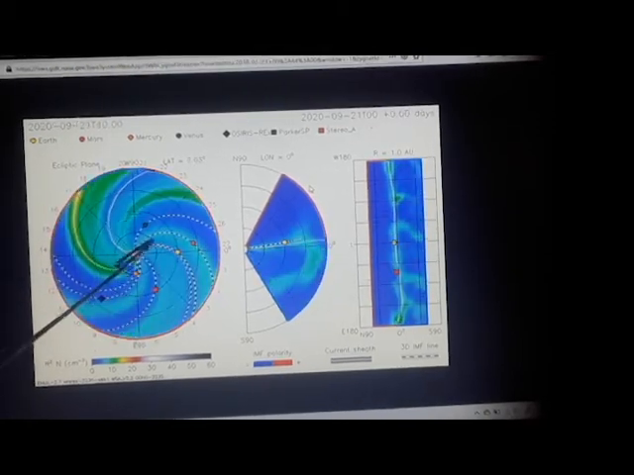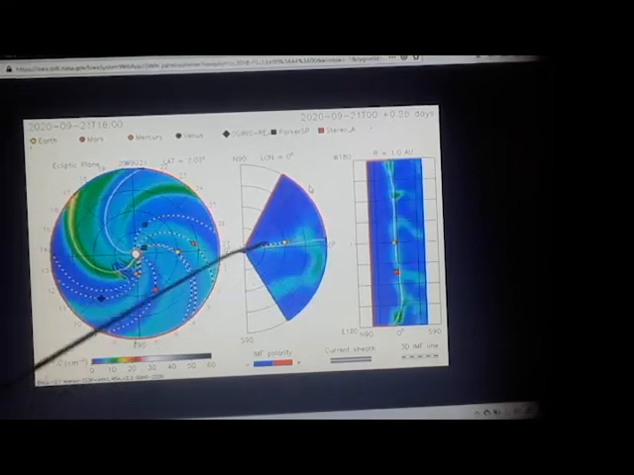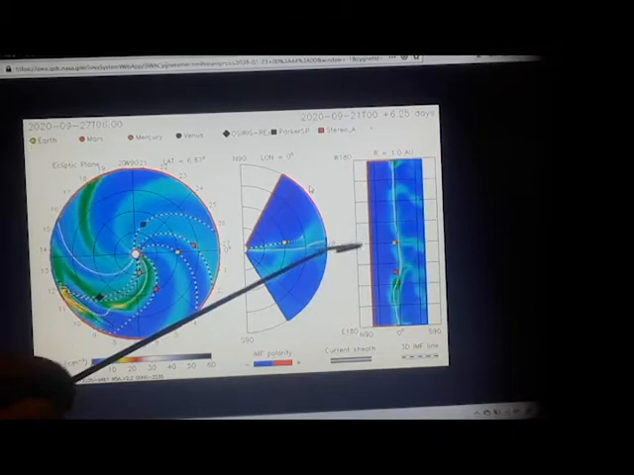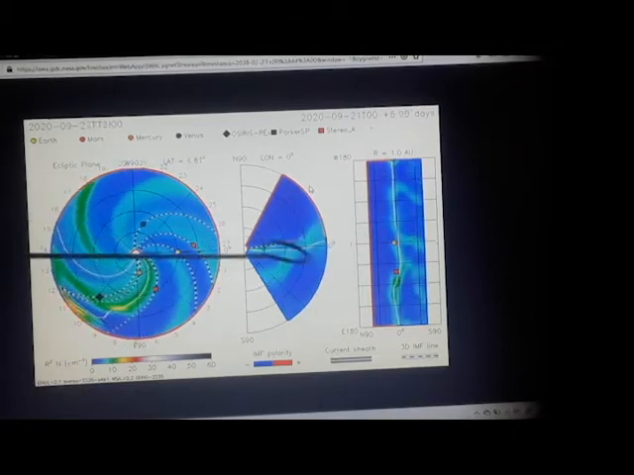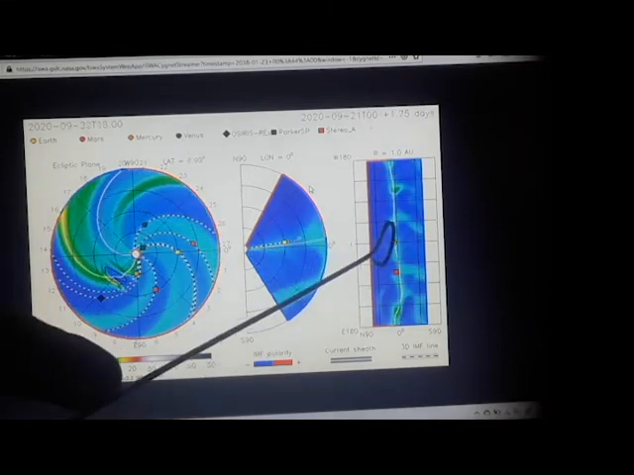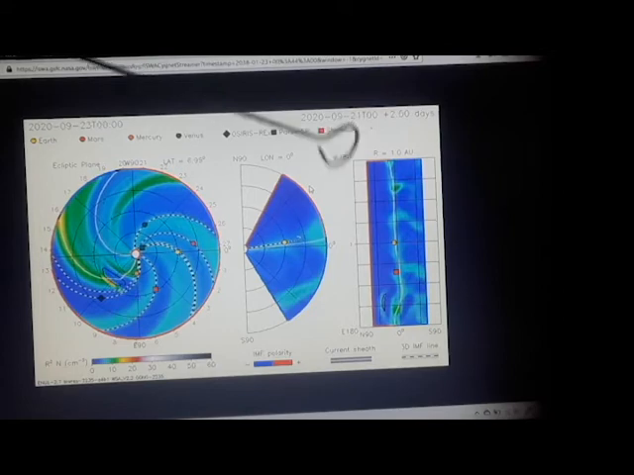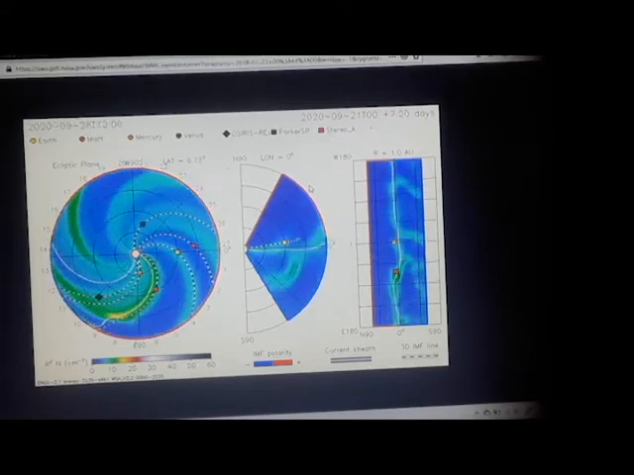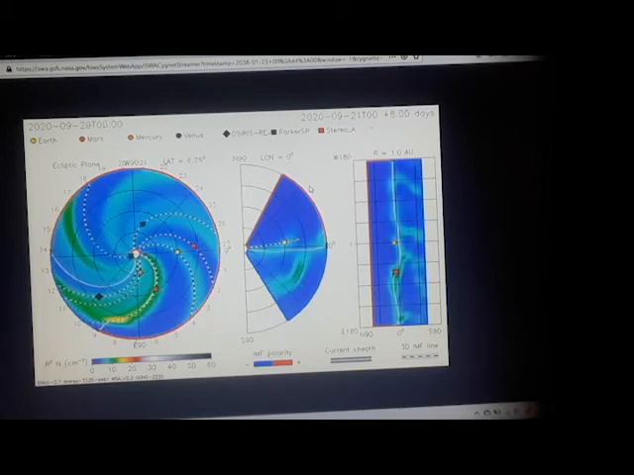So that's the top-down view, basically. And then you see that's Earth's orbit run flat. So instead of going around like a record, it's running straight. And then that's an edge-on view. Oh, STEREO-A, that's it. Those are Earth, Mars, Mercury, Venus, OSIRIS-REx, Parker, and STEREO-A.